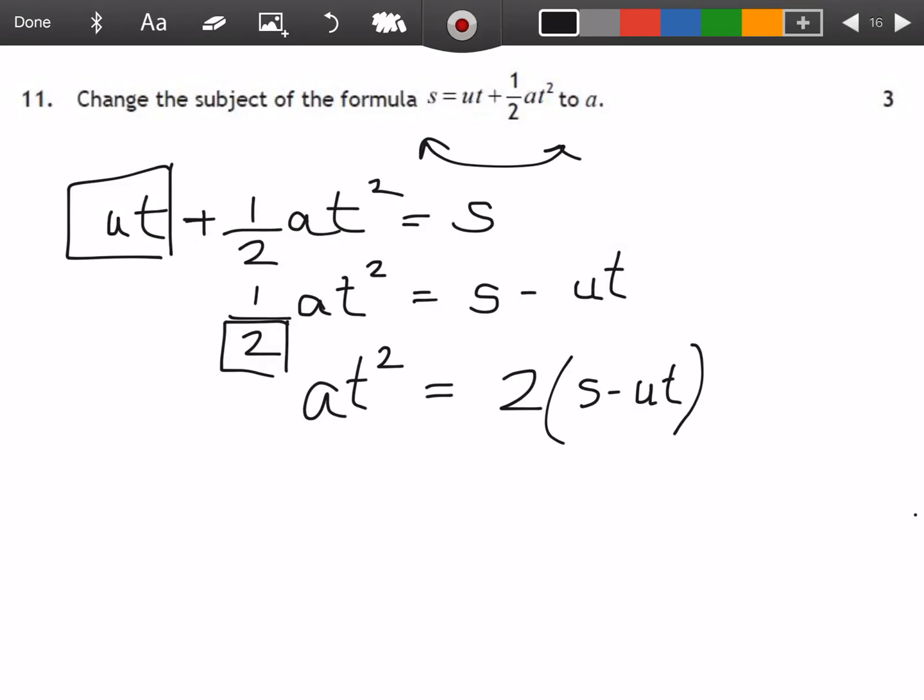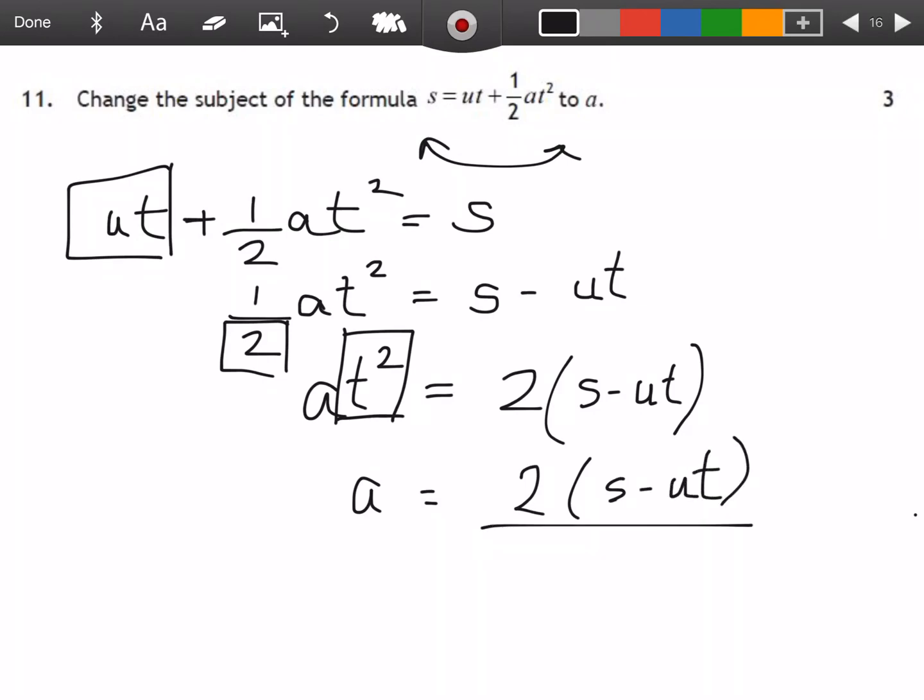Okay, nearly there. We want to get a on its own, right? What's stuck to the a? The t squared. What's the t squared doing to the a? It's multiplying by the a. How do we get rid of a thing that's getting multiplied? We divide. I hope there weren't any people sitting there thinking we take the square root. No, we don't take the square root. If it said a squared equals, then yes, we would do the square root. But the a isn't squared. It's the t that's squared. So we're just simply moving the t squared onto the right by doing a division.